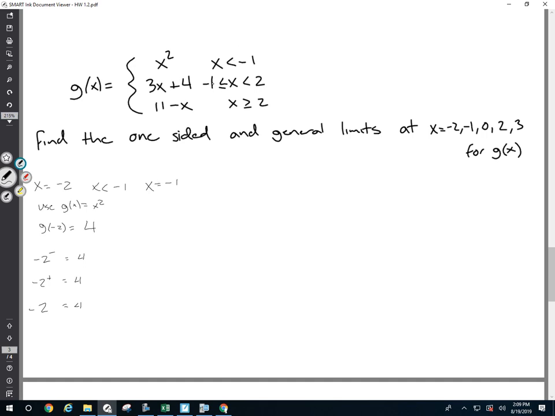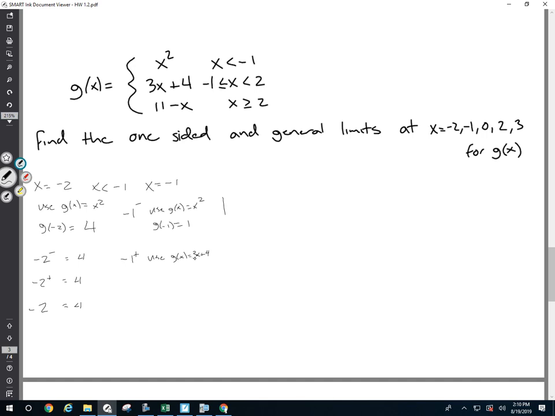Now, this is different because if we are at -1 from the left, to the left of -1, x is less than -1, I will use x squared. And using x squared, I get 1. So negative 1 from the left is 1. Negative 1 from the right, I would use the values where x's are just a little bit bigger than negative 1. I'm going to use the 3x plus 4 piece.